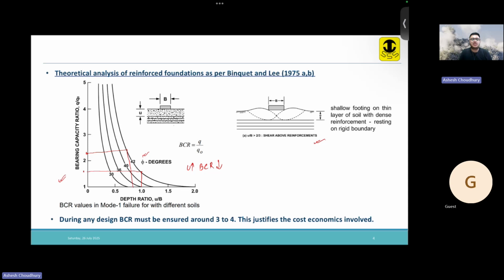That means you have two options, right? Either you can use a deep foundation, or you can increase the foundation size, or whatever you can do. The third option that we have is that we apply reinforcements. So at least the bearing capacity ratio, when you are using the reinforcement, should be 3 to 5, then only the cost involved in placing these reinforcements will be justified.